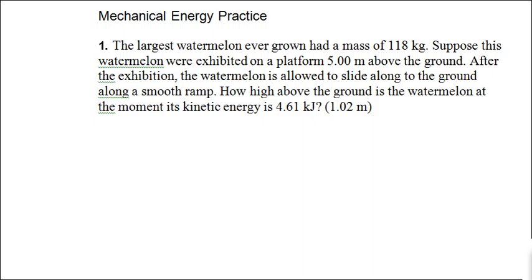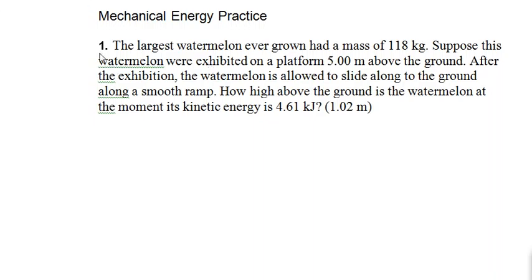It can be transferred into other types, such as heat through friction. Potential can go to kinetic. Kinetic can go to heat. A variety of different transformations, but all mechanical, so all having to do with some type of motion or position of an object. The problem we will be working on today says the largest watermelon ever grown has a mass.